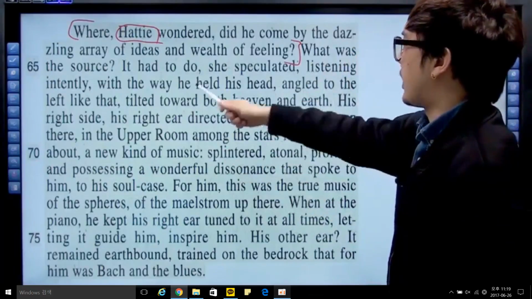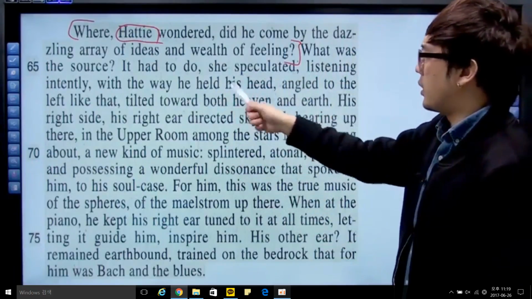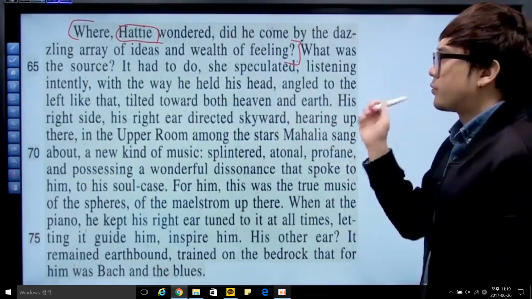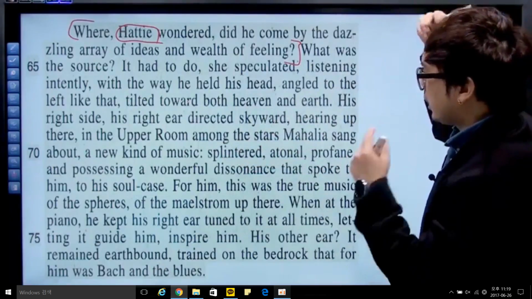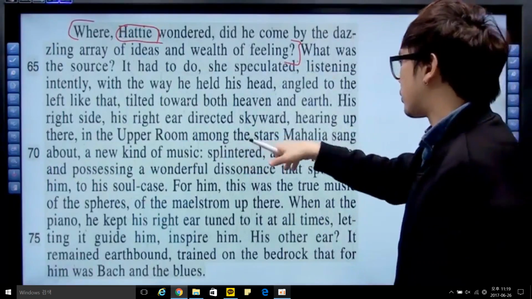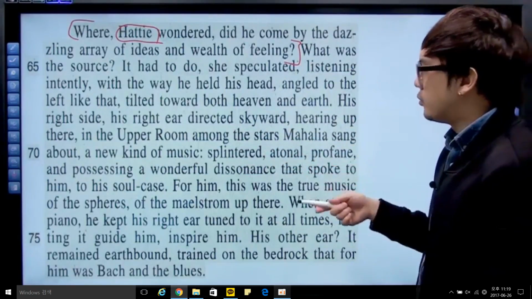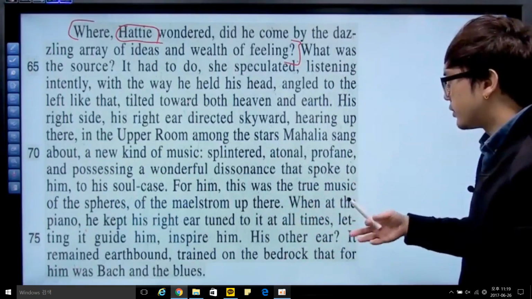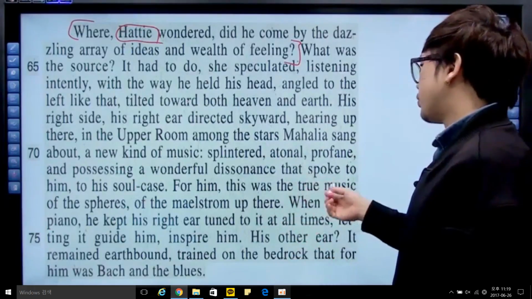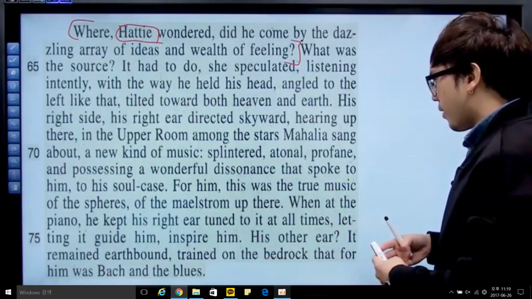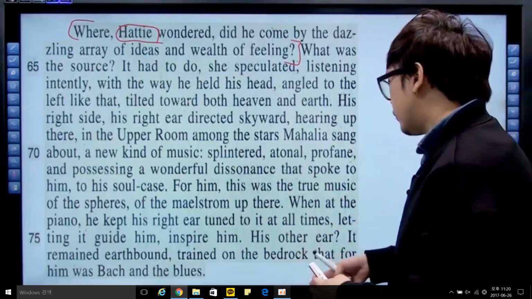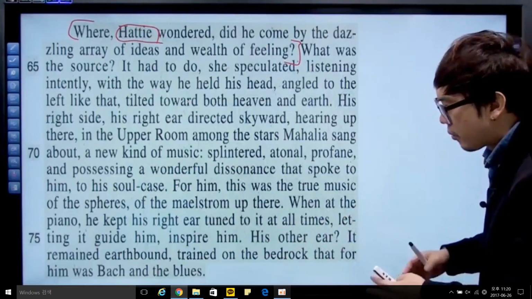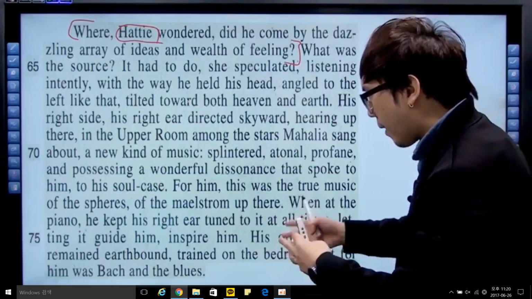It says, what was the source? It has to do, she speculated, listening intently, with the way he held his head, angled to the left, tilted toward both heaven and earth. His right ear directed skyward, hearing up there in the upper room among the stars. Mahalia sang about a new kind of music, splintered, tonal, profane, and possessing a wonderful dissonance that spoke to him, to his soul case. For him, this was the true music of the spheres, of the maelstrom up there. When at the piano, he kept his right ear tuned in at all times, letting it guide him, inspire him. His other ear remained earthbound, trained on the bedrock that for him was like Bach and the blues, right?